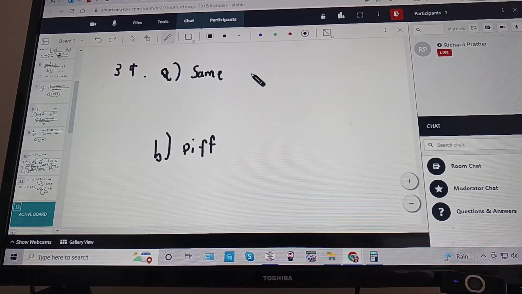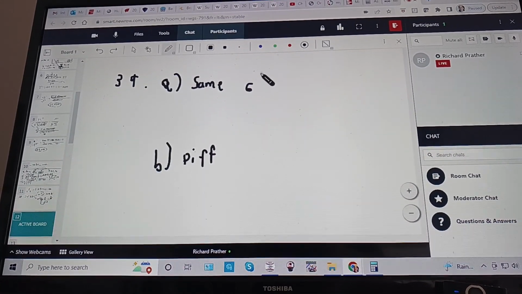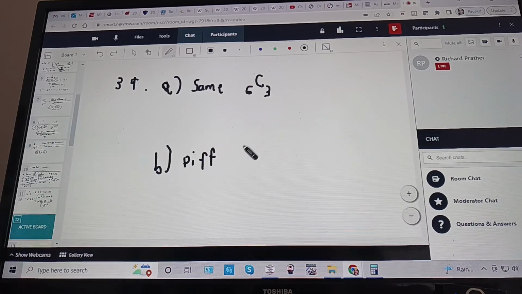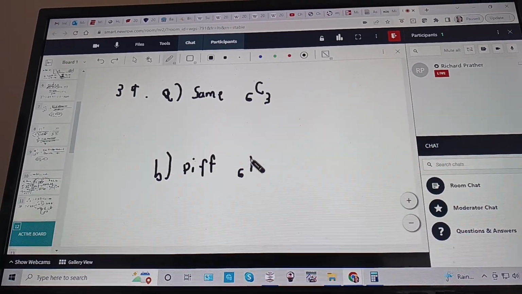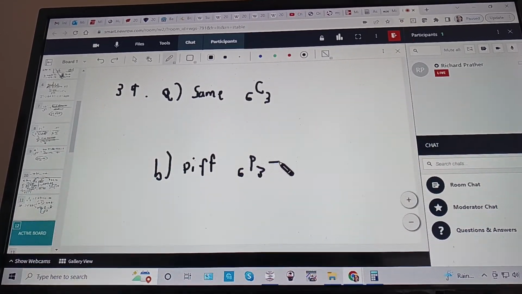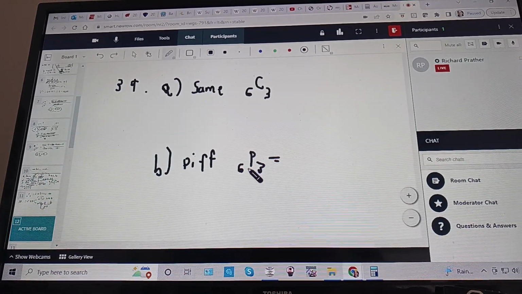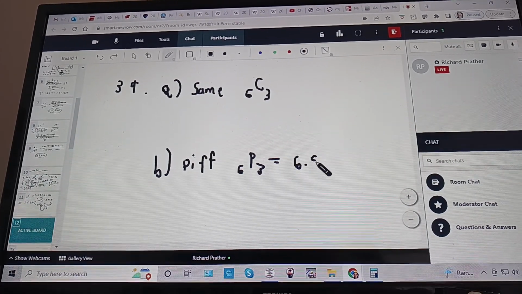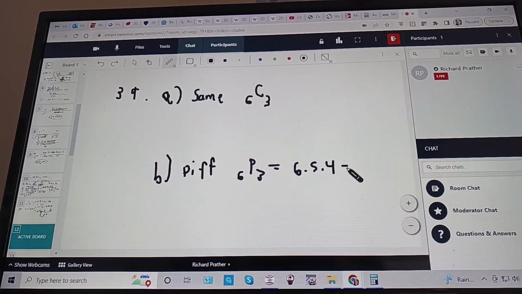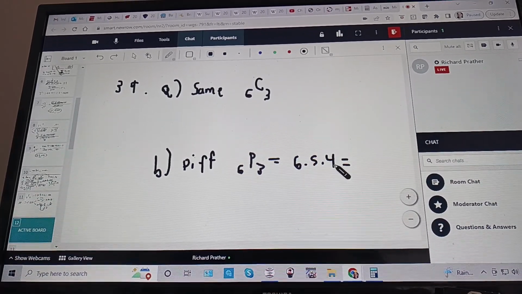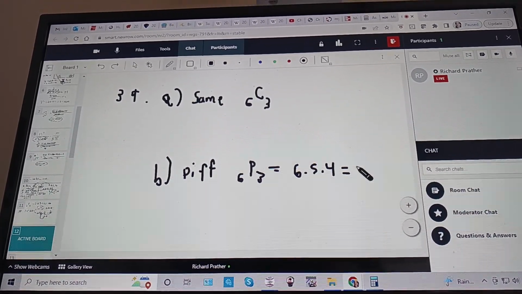So you want to put the bigger number first, then same means it's a combination, 3. Part B is going to be 6 permutation 3. And then you start at 6, decrease by 1 till you have 3 numbers for a permutation. So the permutation answer is easier. 20 times 6 is 120.